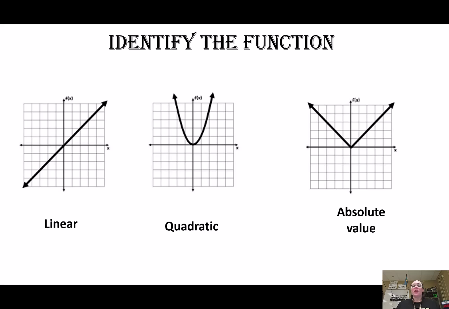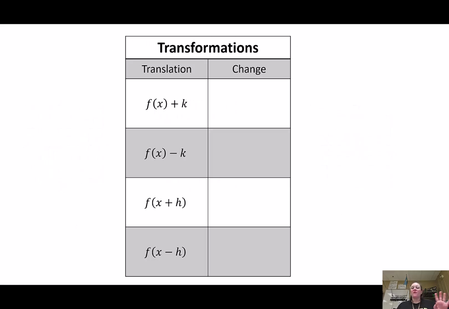Okay, so now we're going to get into the types of transformations. We have four different types that we have talked about. We've got our parent function plus k, plus some number k. That shifts our graph up k units. If I'm subtracting k from the parent function, then we're shifting down k units.